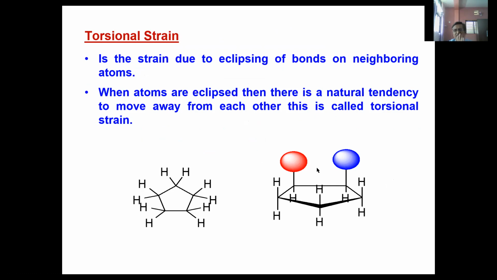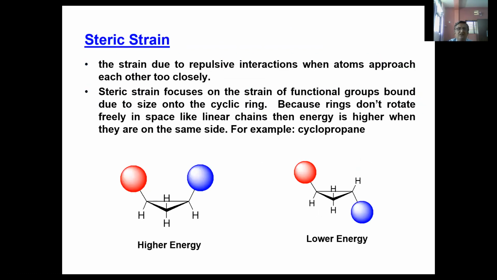One coming over the other like this. Okay. That is eclipsing of the bonds. Then steric strain. When two bulkier groups are very near to each other, largely they will experience repulsive interaction and they experience a very high amount of energy.